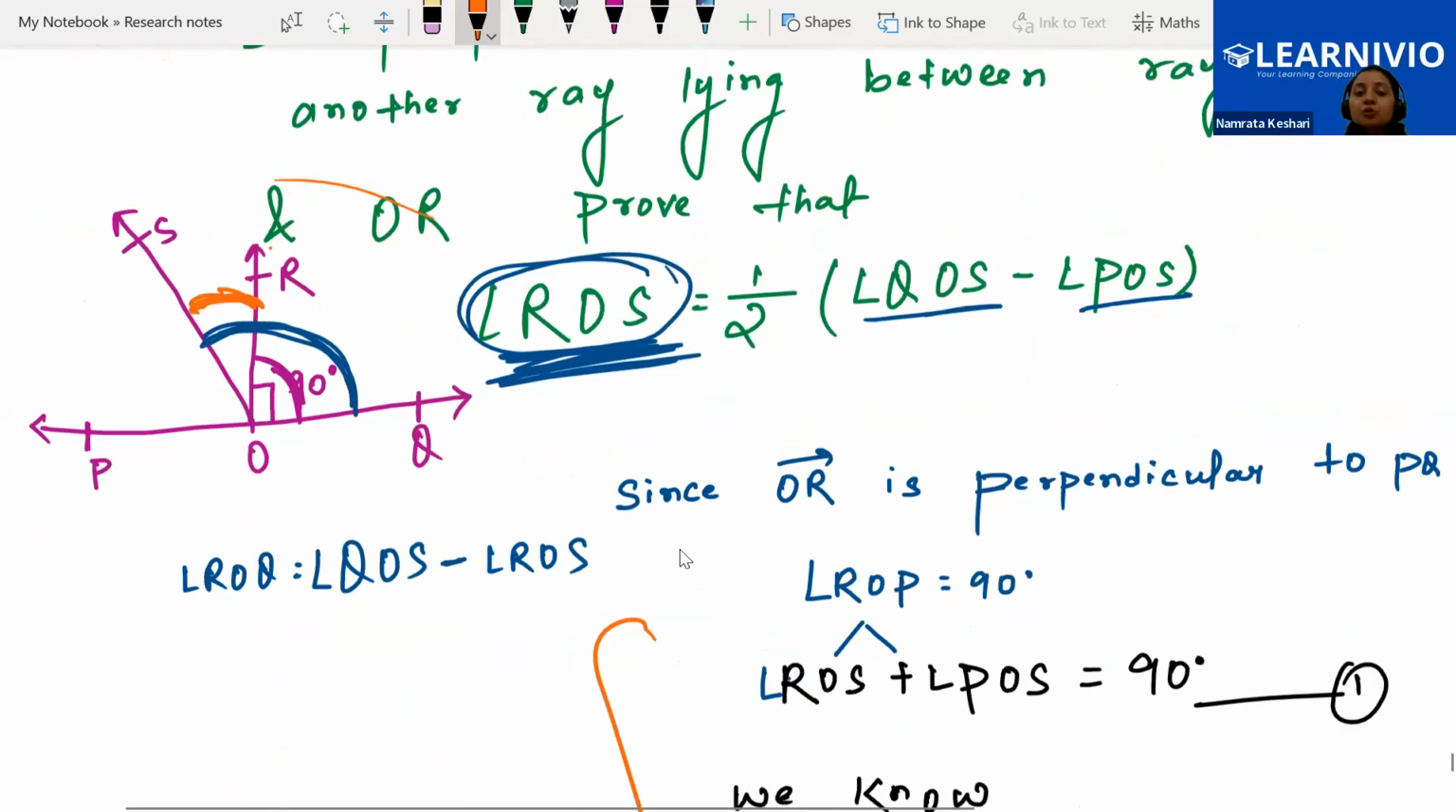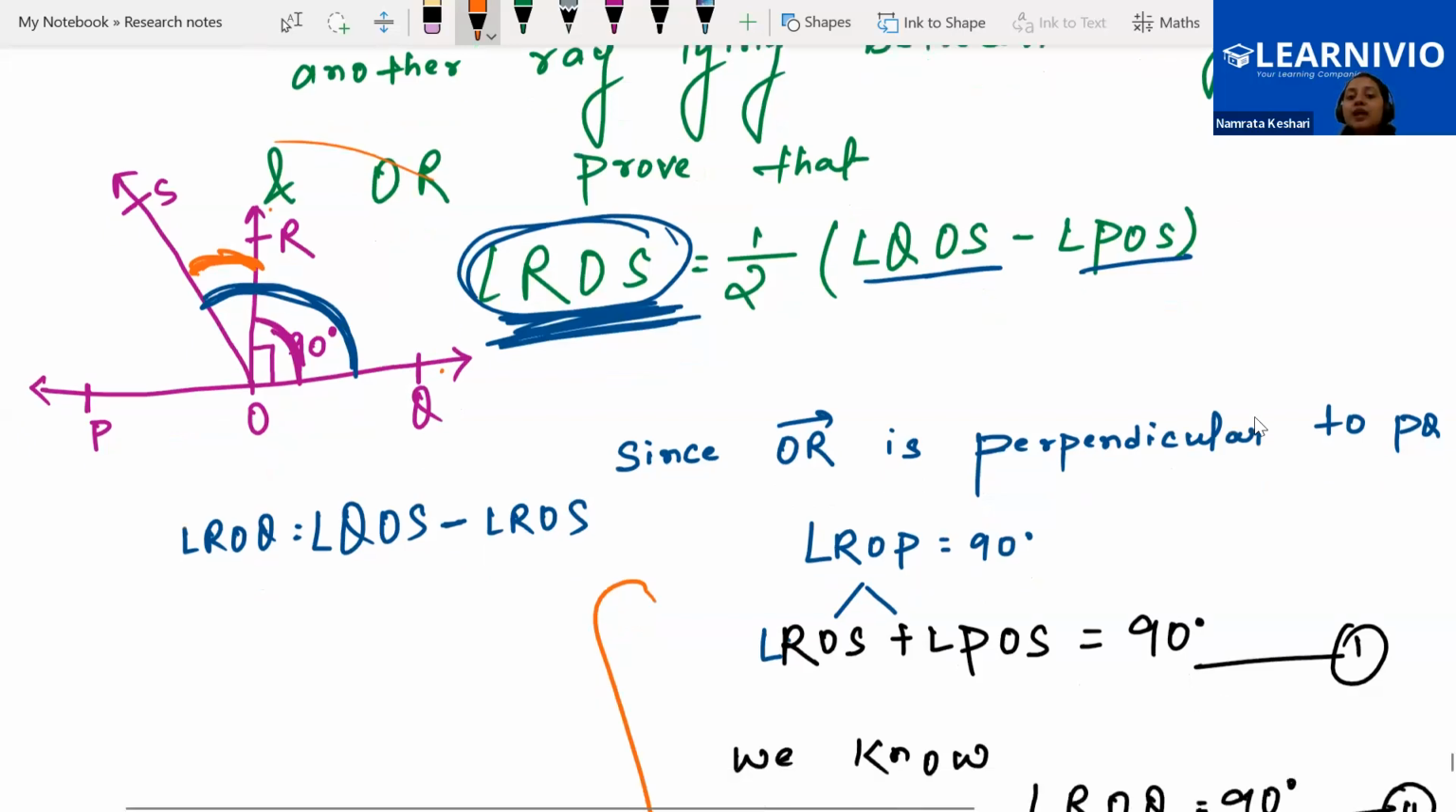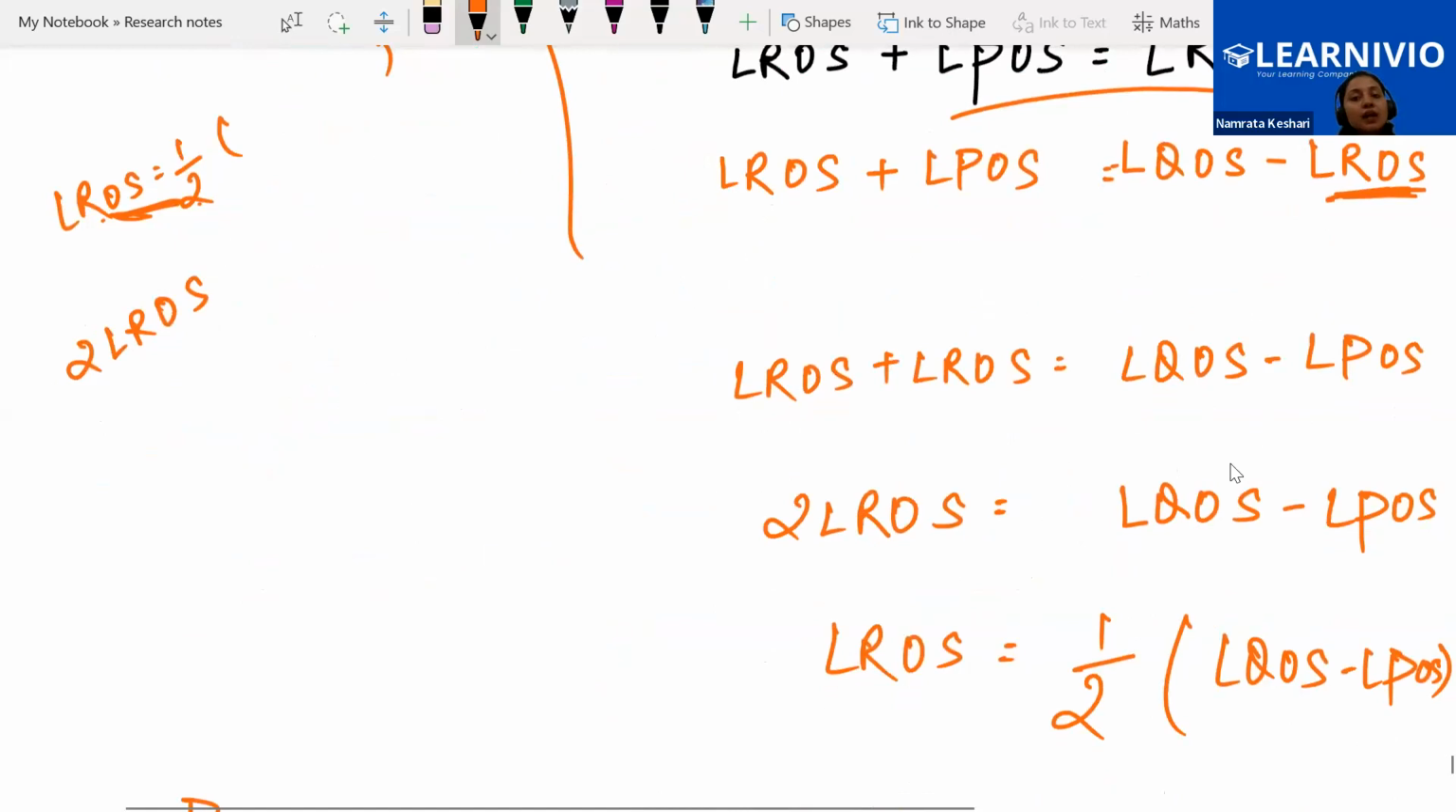if you have to write the angle ROQ as the total blue angle, again I am overwriting on that. Focus on the blue angle. The blue angle minus the orange angle is ROQ. And that's what we have replaced ROQ with. And we are done with the proof. We are done with the proof.